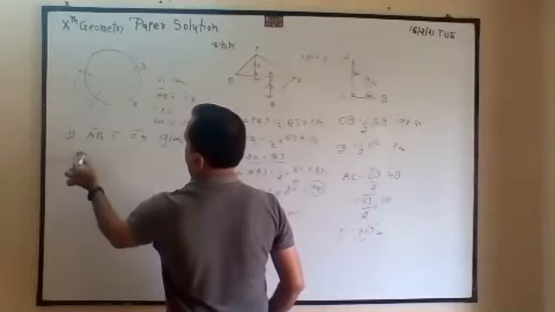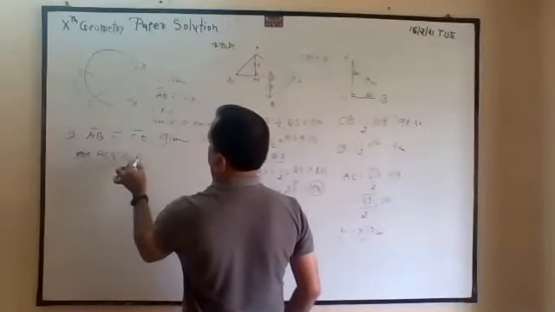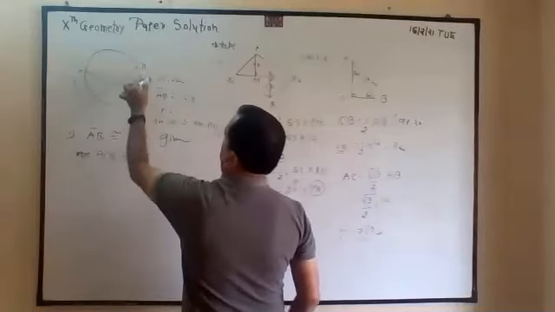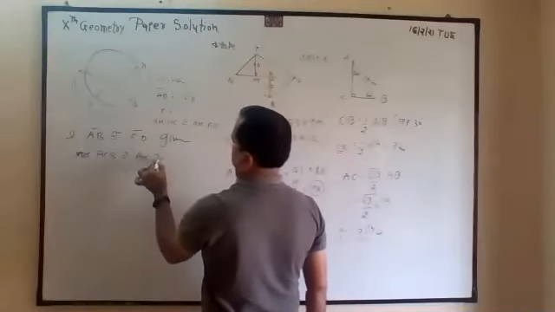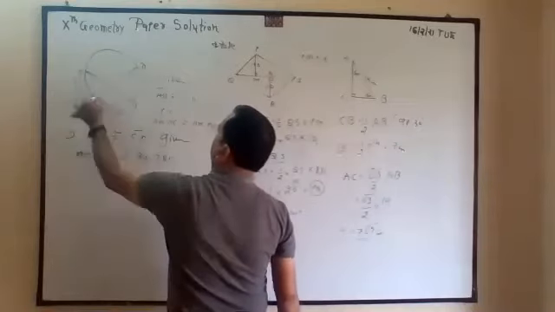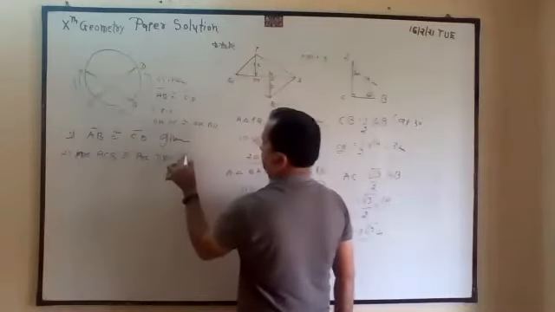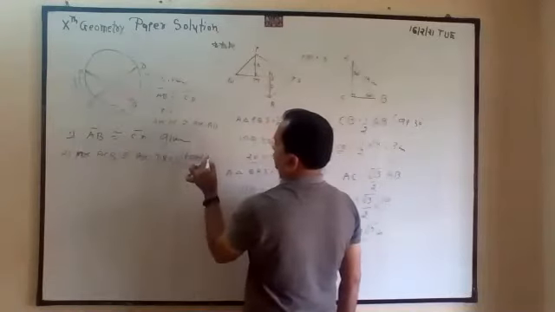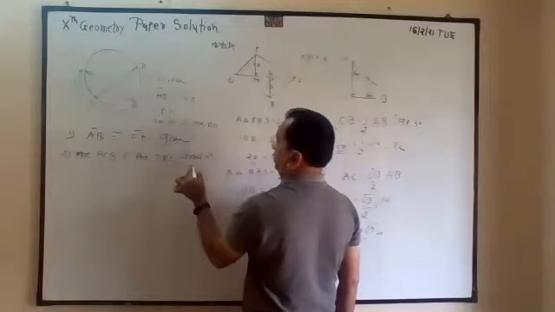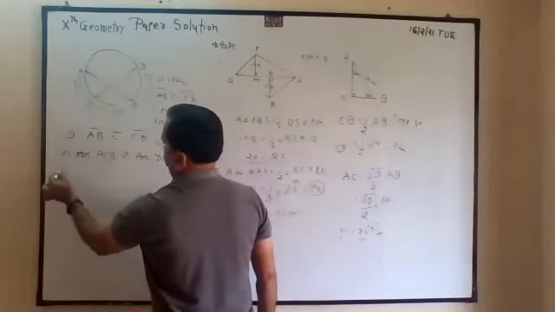For arc ACB congruent arc DBC. If chords are congruent, then their arcs are congruent. Chords are congruent, therefore arcs are congruent.